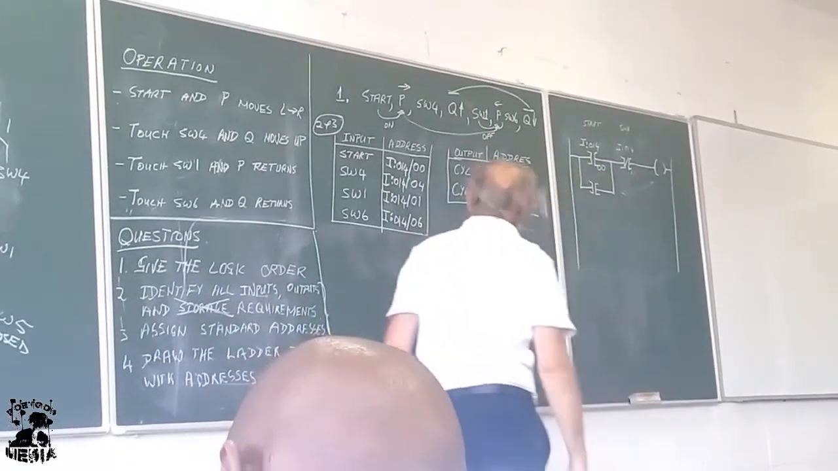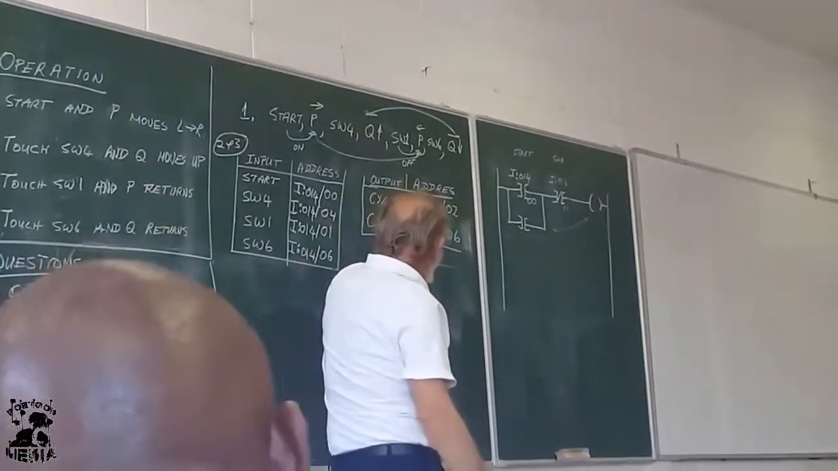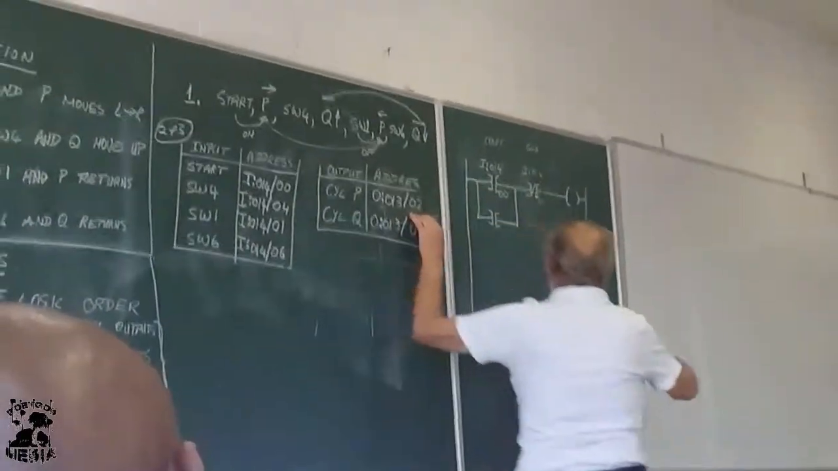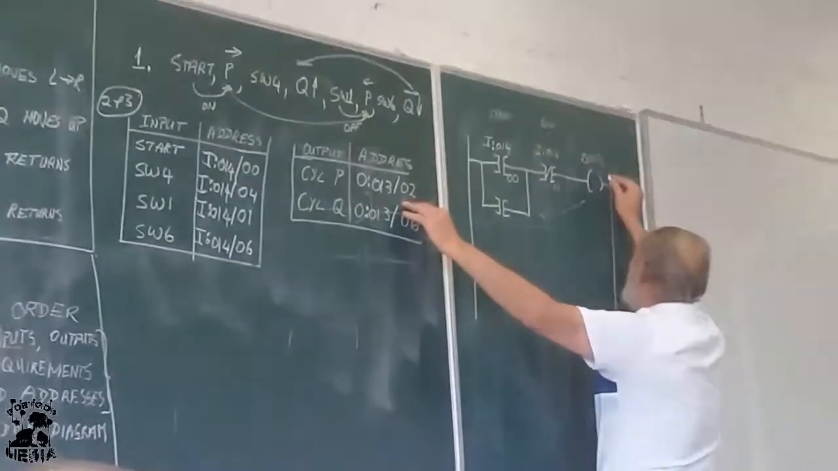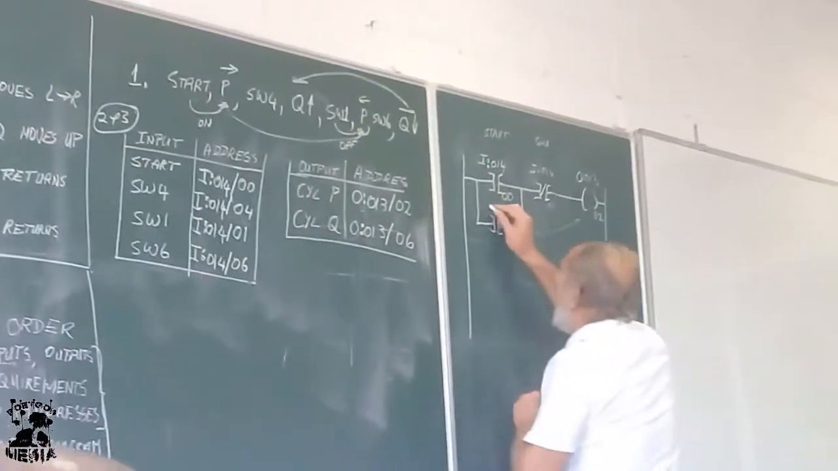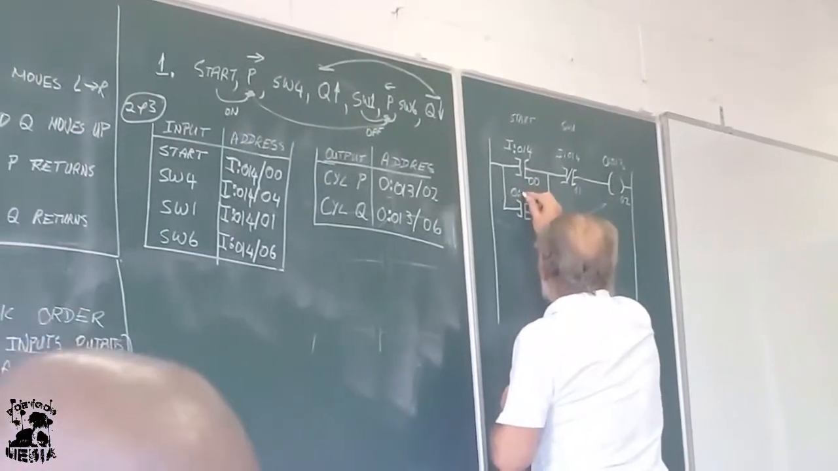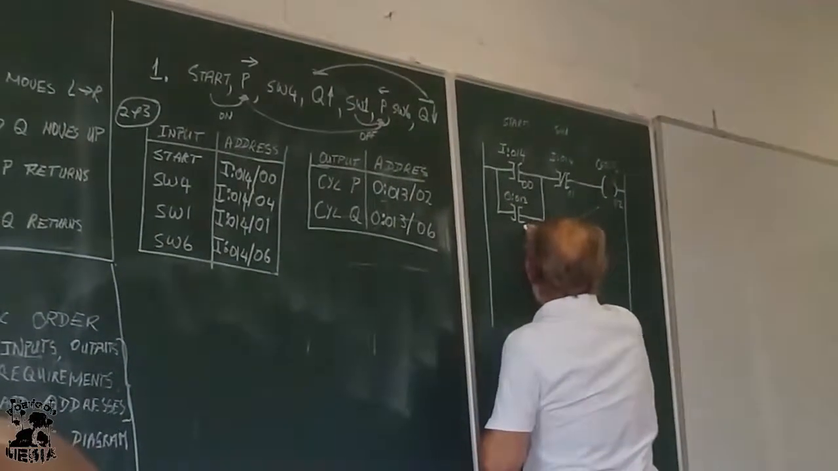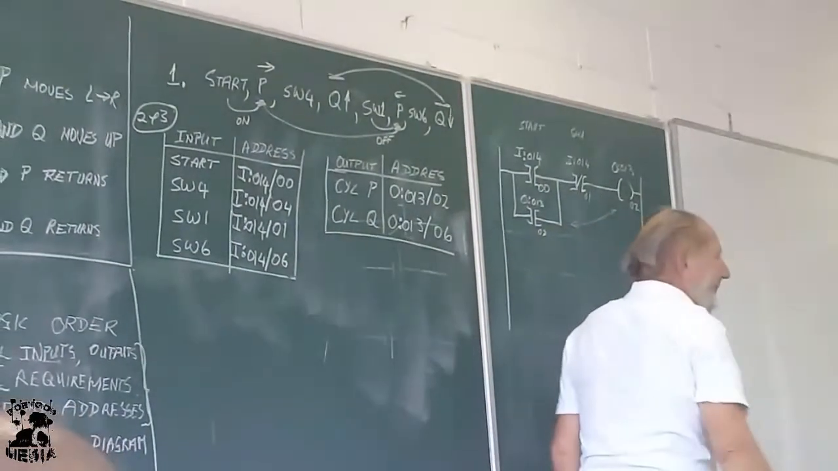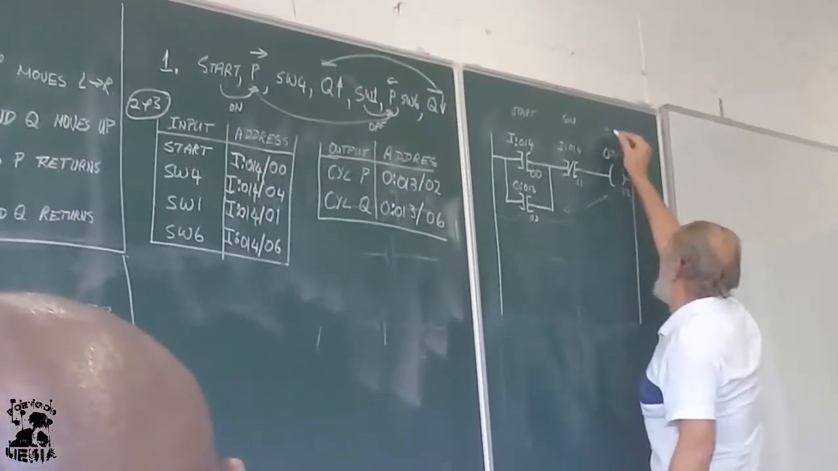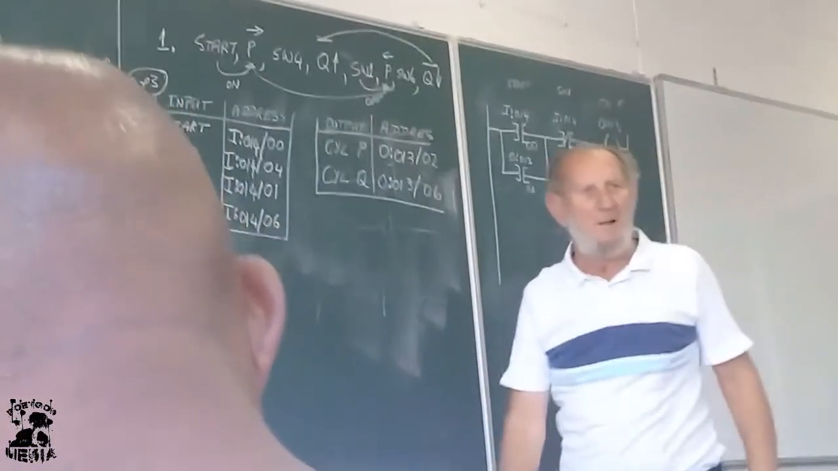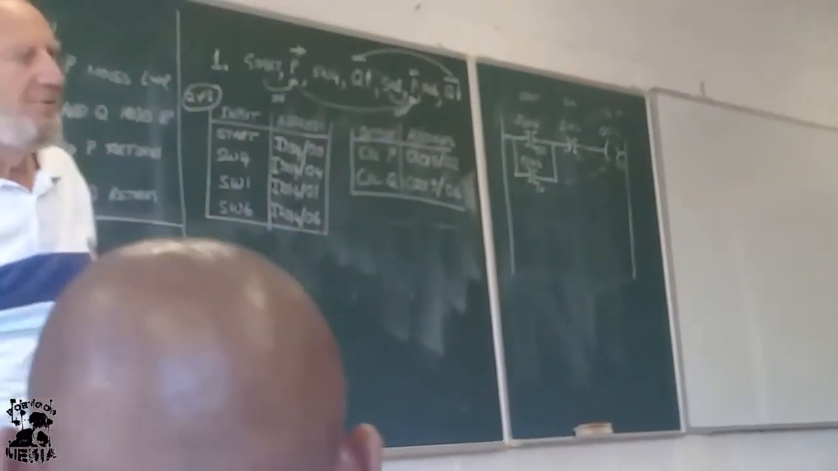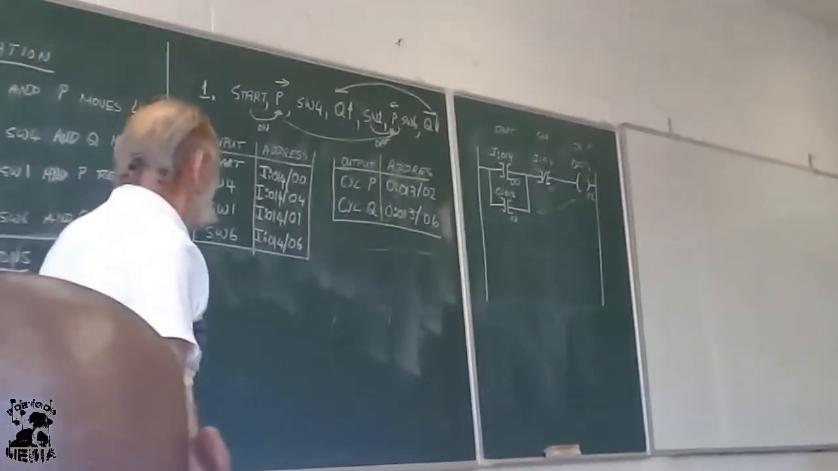What output am I designing? Cylinder P. What is the address of cylinder P? There it is. O colon 01302. That is cylinder P. So I have designed the logic for cylinder P.